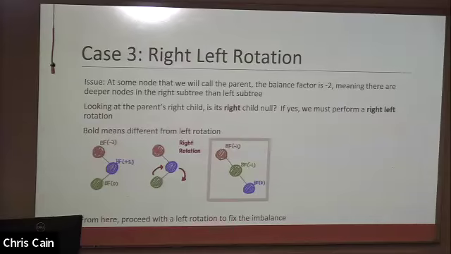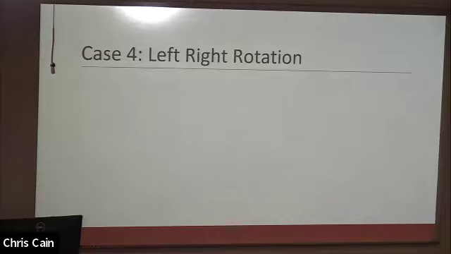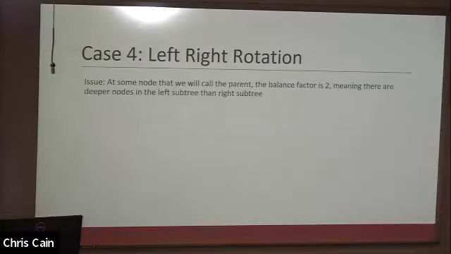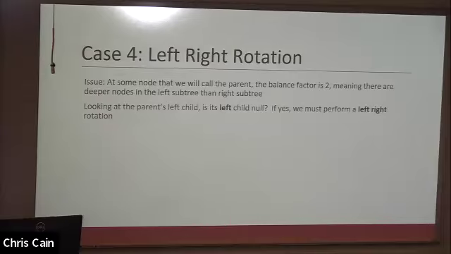It probably will shock nobody that the left-right rotation is the exact mirror of that case. So a balance factor is 2 instead of -2, deeper nodes in the left subtree. We look at the parent's left child and its left child. If that is null, we can perform a left-right rotation.